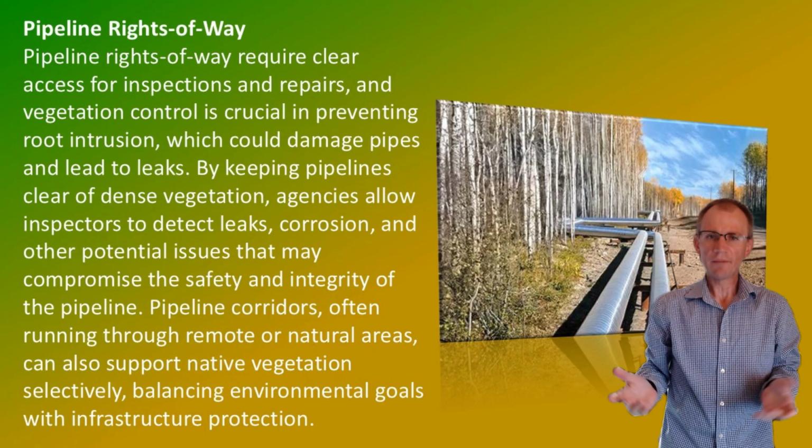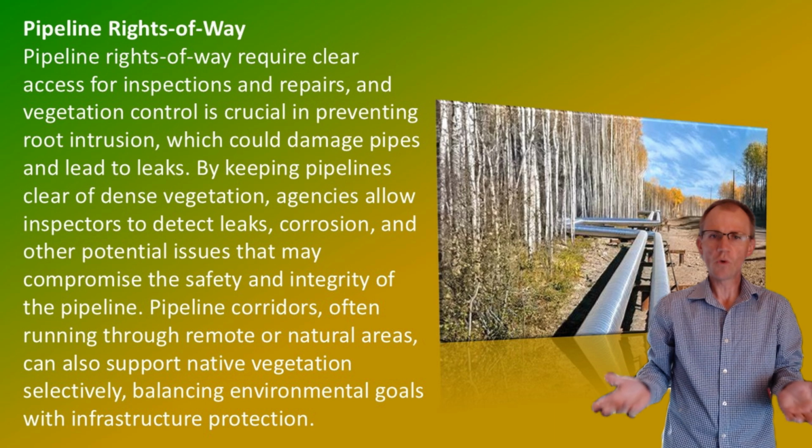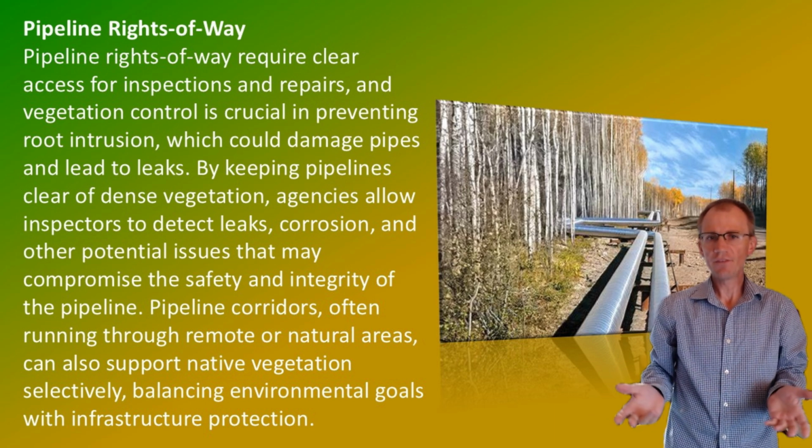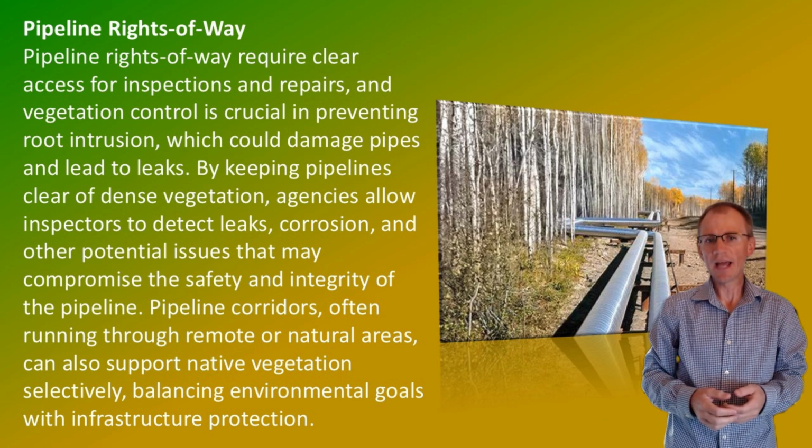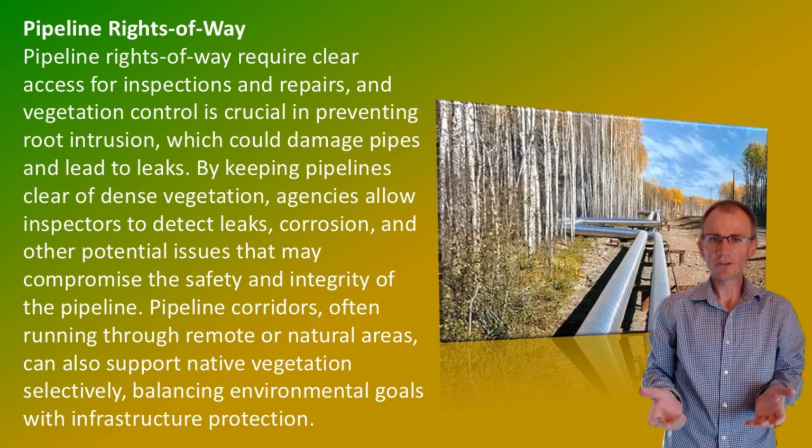Pipeline rights-of-way. Pipeline rights-of-way require clear access for inspections and repairs, and vegetation control is crucial in preventing root intrusion, which could damage pipes and lead to leaks. By keeping pipelines clear of dense vegetation, agencies allow inspectors to detect leaks, corrosion, and other potential issues that may compromise the safety and integrity of the pipeline.